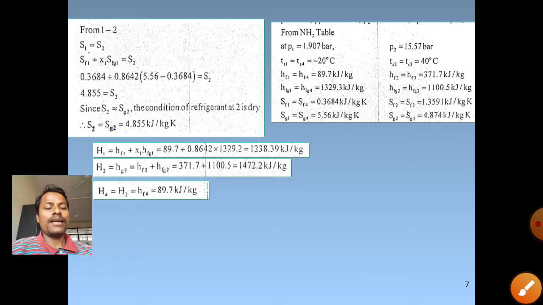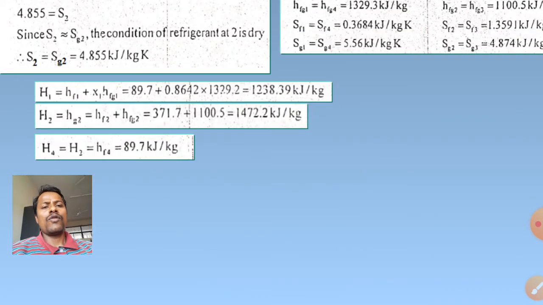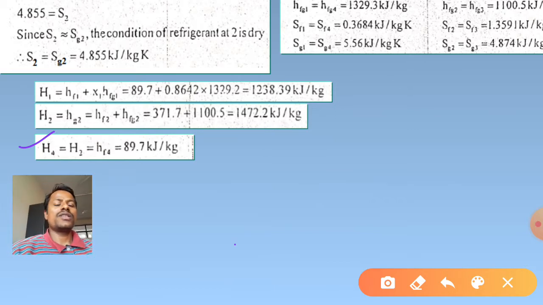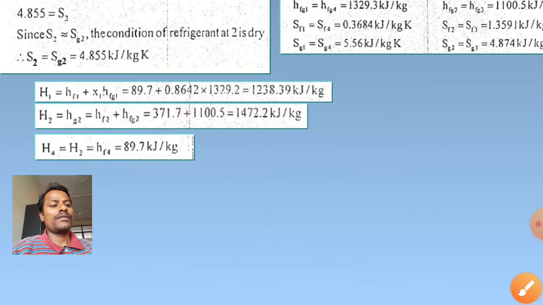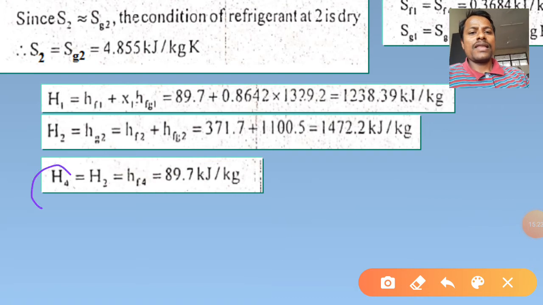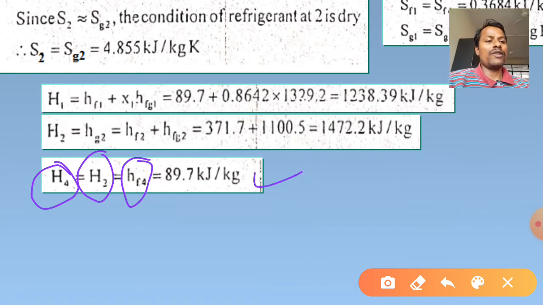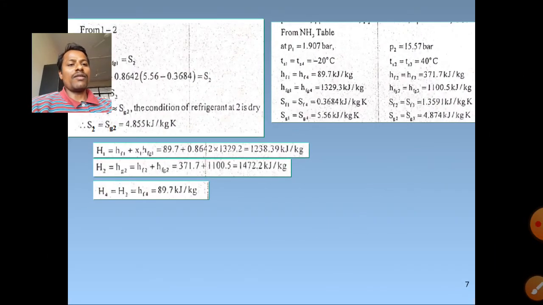Then similarly, HF4, enthalpy at state 4, H4, I want to calculate. When I compare the TS diagram, enthalpy at state 4 is equal to enthalpy at state 2, that is enthalpy at condenser pressure, that is HF4. So, we have the value 89.7 kilojoule per kg that we can use for our calculation.